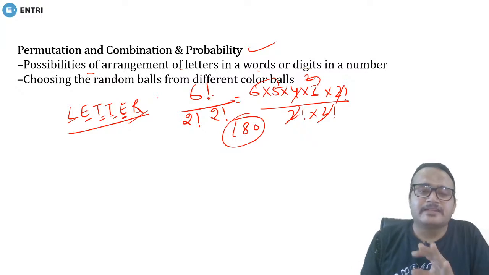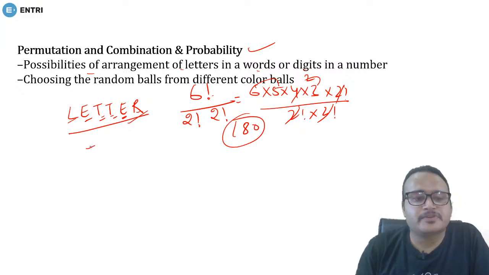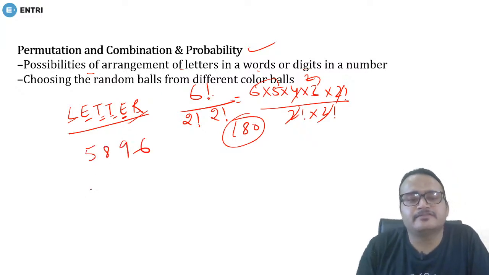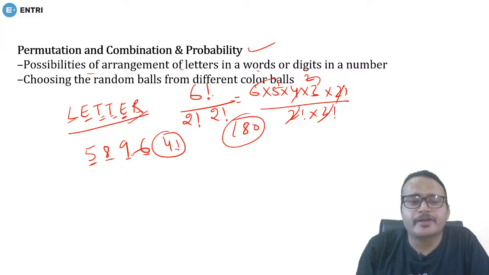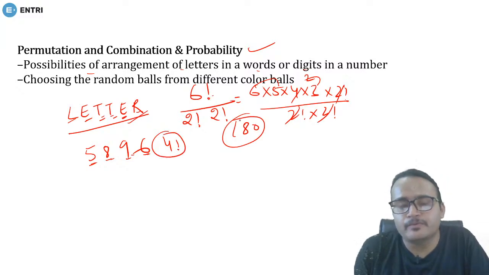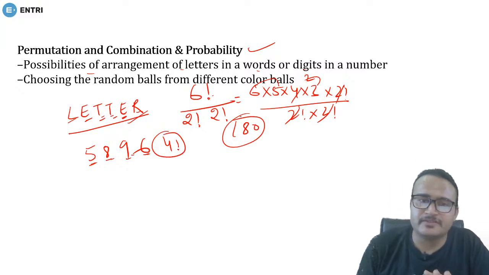Okay guys, and sometimes there are digits in the number. For example, 5 8 9 6. So how many ways are there of arranging this? So 1 2 3 4, factorial 4. Okay, factorial 4 means, I think, 24. Okay, so this is the way.